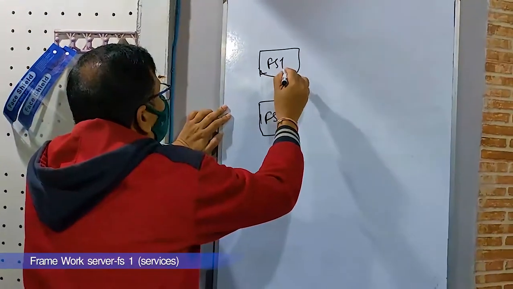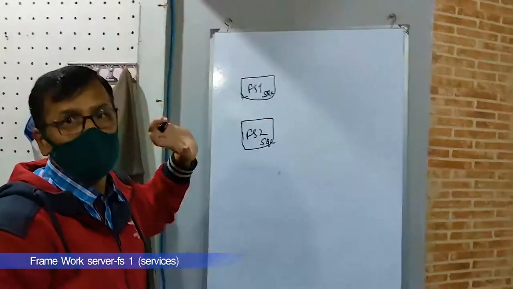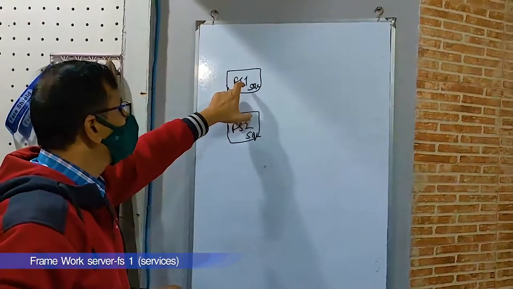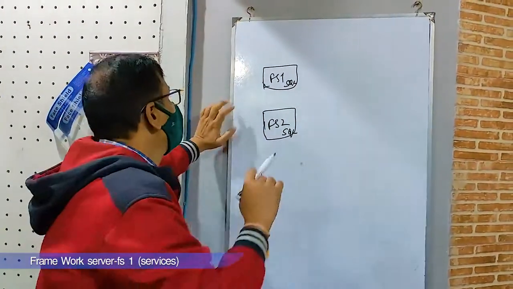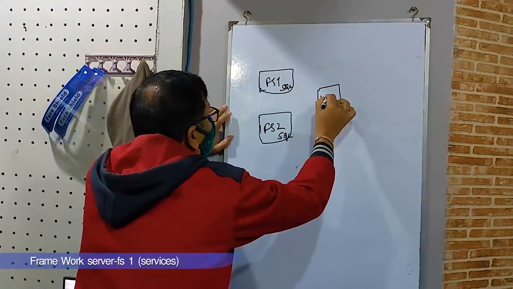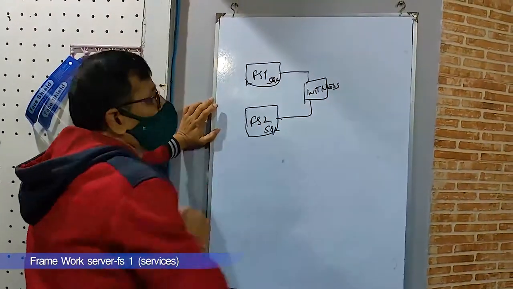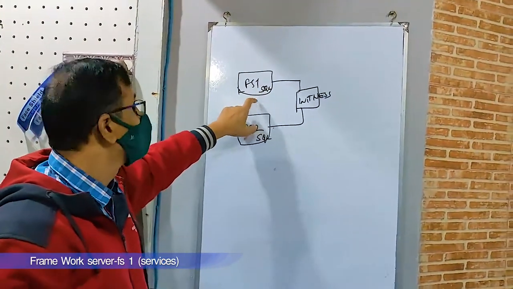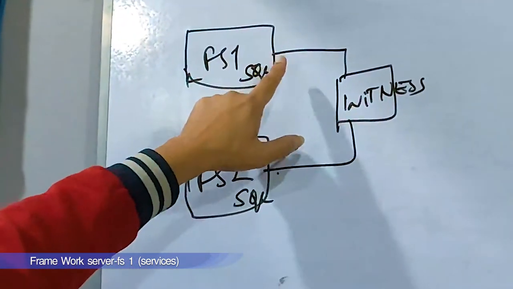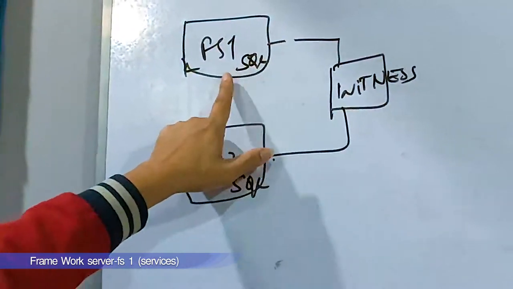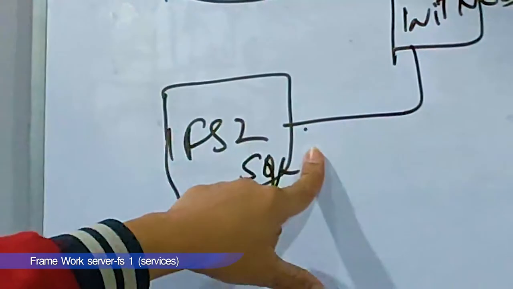On both servers we have SQL installed, and the database is installed. When we use it in this manner, it's a mirrored mode. That is called SQL mirroring mode. Then we use one more server called a witness. This will monitor these two SQL databases. If this is primary, it keeps on mirroring the information. And if there is any problem with this SQL or the framework server, then this witness server automatically promotes this one and makes it the primary database.